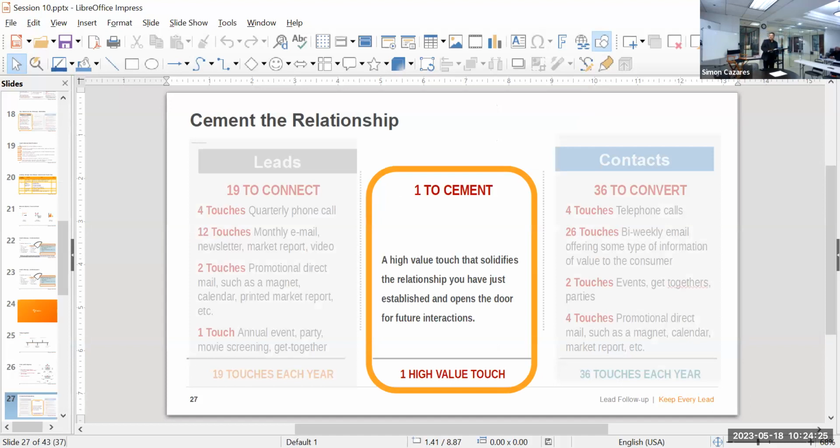High value touch, like I just said, going on a hike. People at school, use your kids' birthdays.